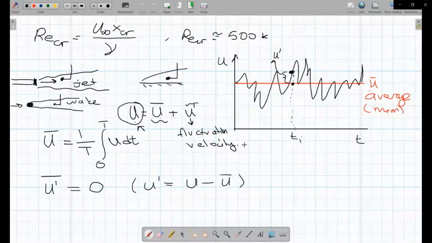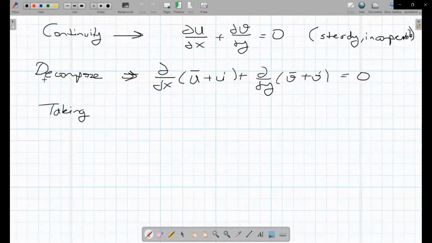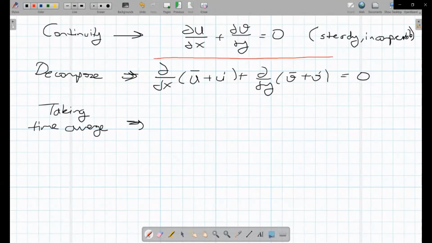He proposed this decomposition, so sometimes we call it Reynolds decomposition as well. First we decompose, and then we obtain the first line. Then what we do is take the time average of this equation. I take the whole equation and take its time average. If I put a bar over this, that's what I mean.